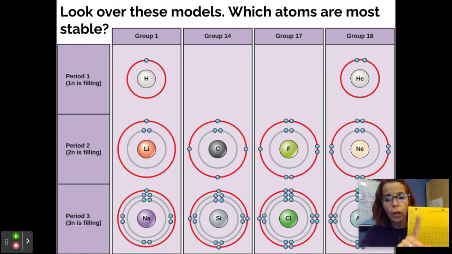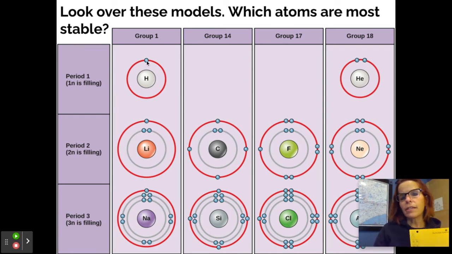So that means it has 1 proton. So a neutral hydrogen atom has 1 electron. So there's the 1 electron in its innermost shell. Is it stable? No, the innermost shell has to have 2 in order for it to be stable.